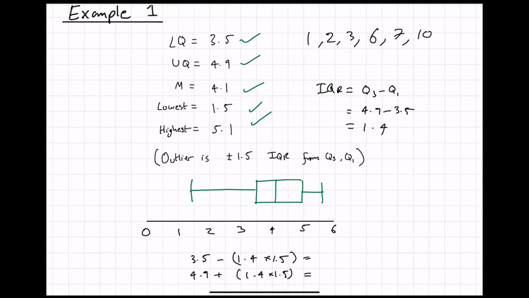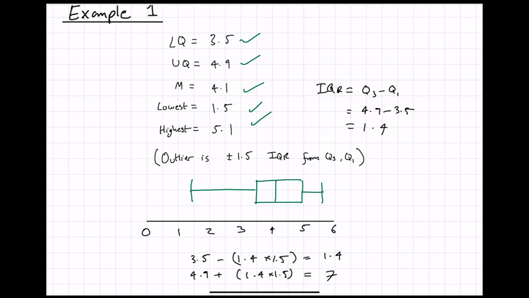So 3.5 minus 1.4 times 1.5 is 1.4. And if I do 4.9 plus that, I get 7. So anything less than 1.4 is bad, and anything more than 7 is bad. If it happened to come from this data set, this is less than 1.4, so it's an outlier. Anything more than 7, so 7's okay, it's on the dot, but 10 is too high. So these are the two outliers in the data set, if that's where these numbers came from. And that's pretty much how you answer these kinds of questions.